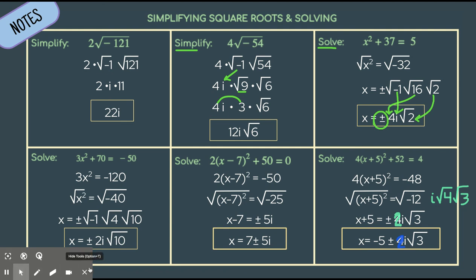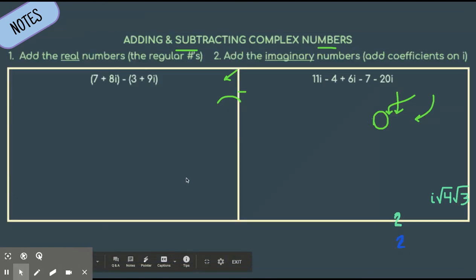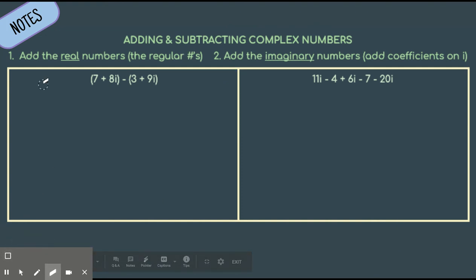All right. And the last thing that we're going to talk about today is how to add and subtract complex numbers. So all you have to do is add the real parts together. Those are the regular numbers. And the imaginary parts together. Those are the coefficients on i. So for example, this one is 7 minus 3 because those are my two numbers without i's.